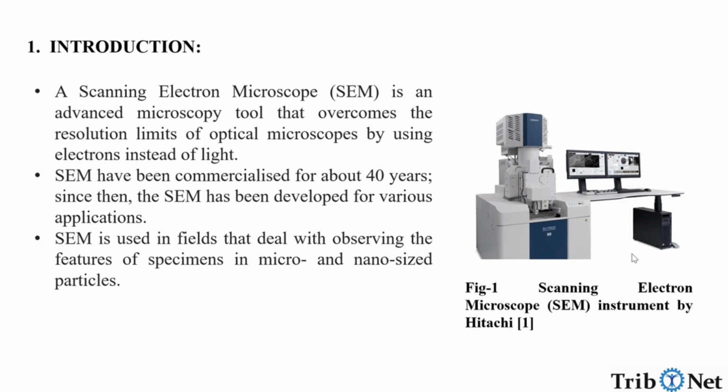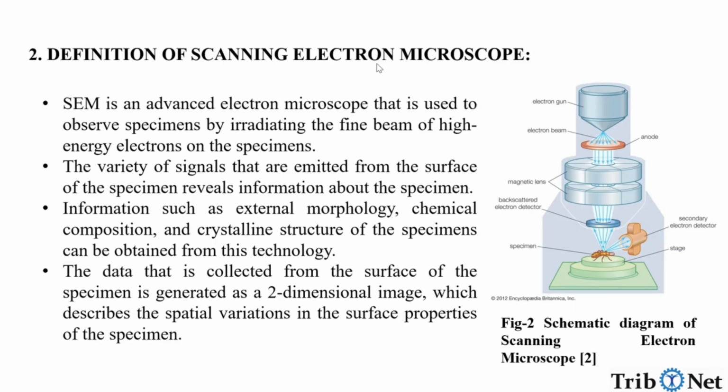Here is a representation of a SEM by Hitachi. The definition of SEM. SEM is an advanced electron microscope that is used to observe specimens by irradiating the fine beam of high-energy electrons on the specimens. The variety of signals that are emitted from the surface of the specimen reveals information about the specimen. Information such as external morphology, chemical composition, and crystalline structure of the specimens can be obtained from the technology.